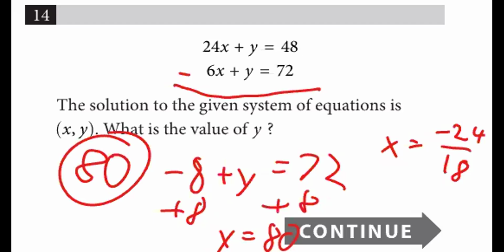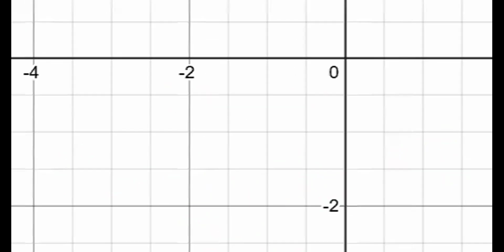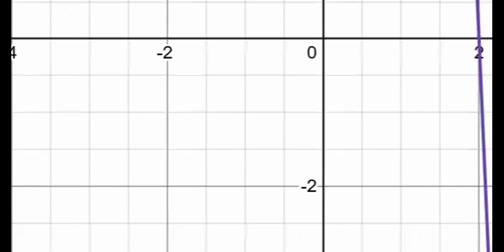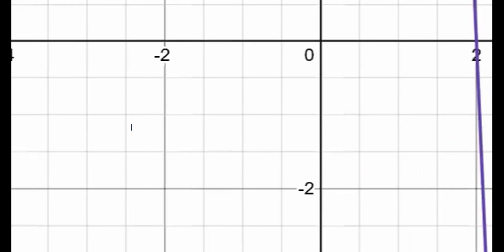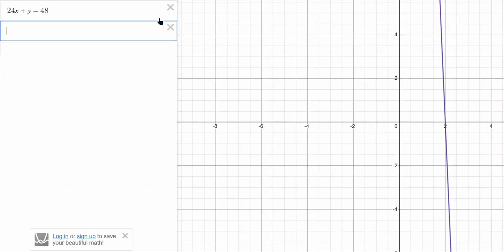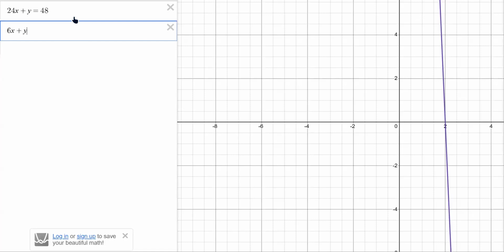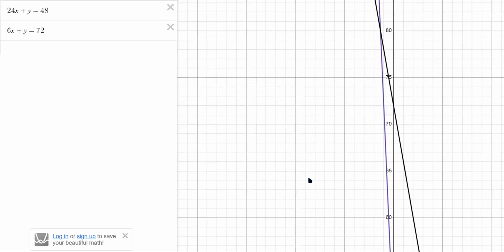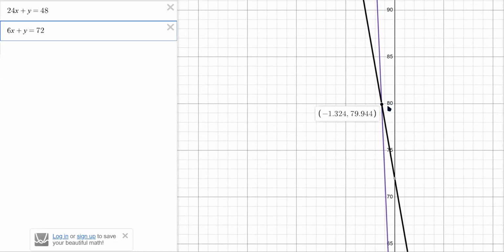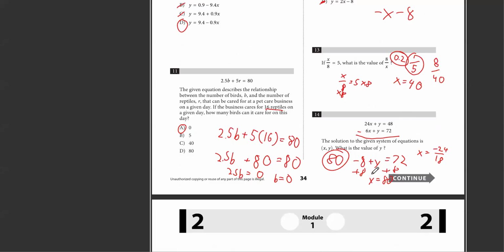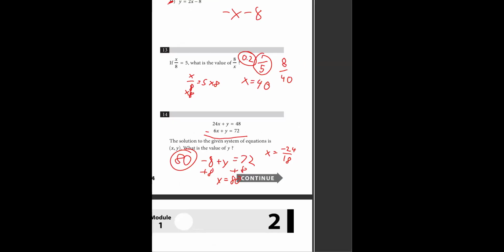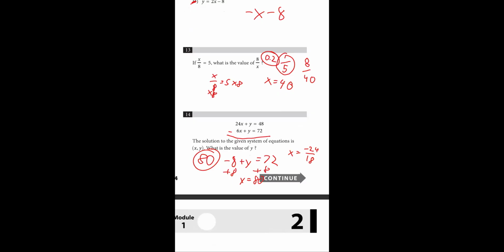So we have 24x plus y equals 48 as your first function, and the second function is 6x plus y equals 72. So y equals 80 is the intersection right here. x is -1.3 and y is 80. So we got the same answer from both graphing it and solving it manually. Would I recommend solving it manually? No, but it is an option.